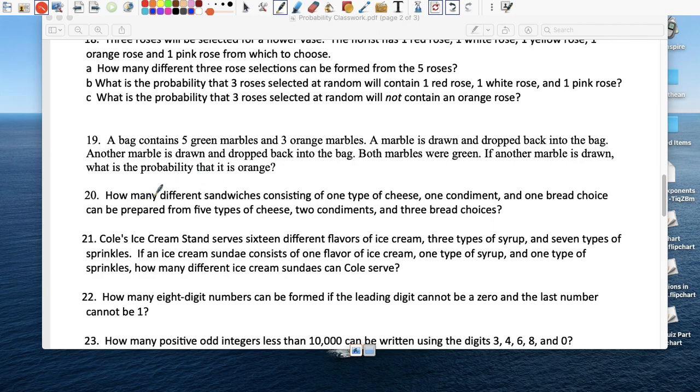Now this is probably the fundamental counting principle. So if you went to a deli, for $5.99 you get a sandwich. You can choose 1 cheese, 1 condiment, and 1 type of bread. How many different sandwiches could you select from?